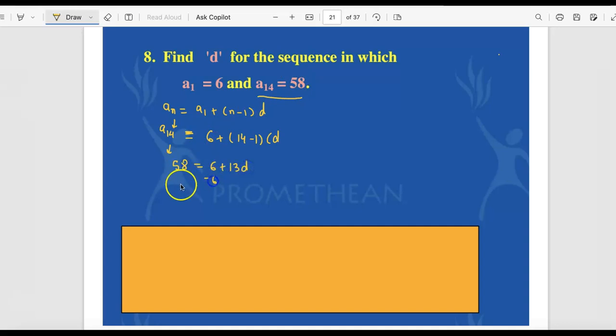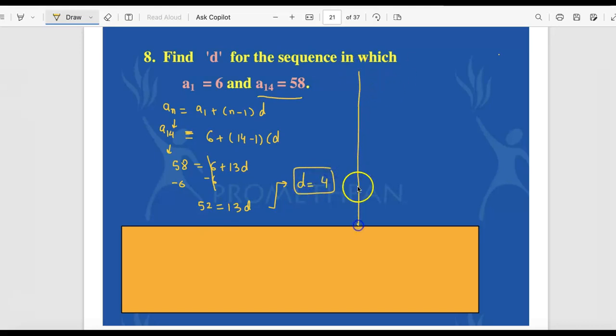And I will first of all subtract 6. That's how we solve equations. So it will give me 52 is equal to 13d. After this, I can divide both sides by 13, and my answer will be 4. So this is my common difference d.